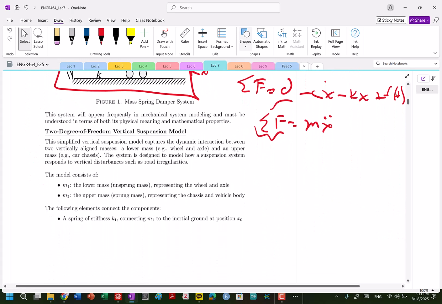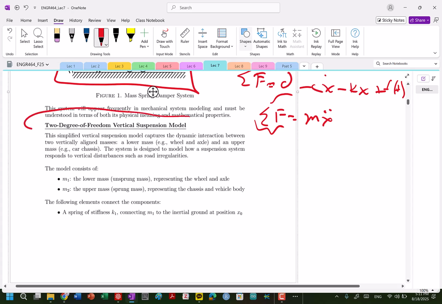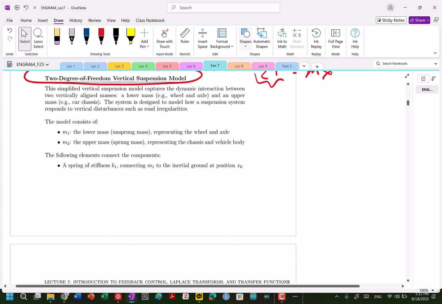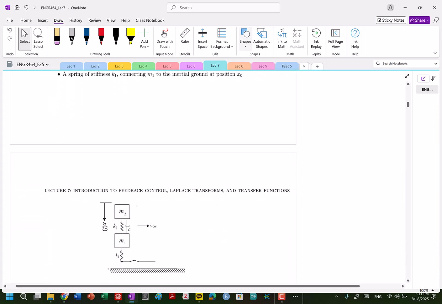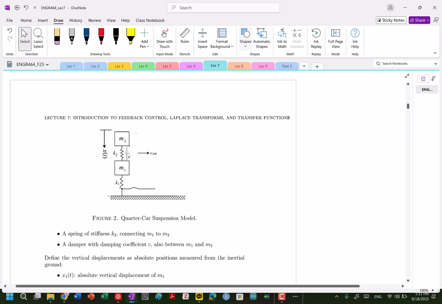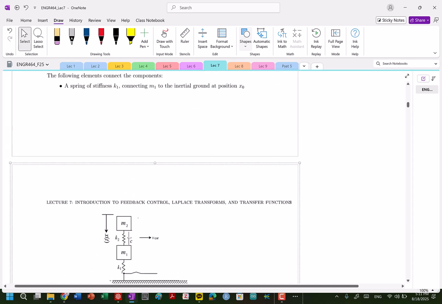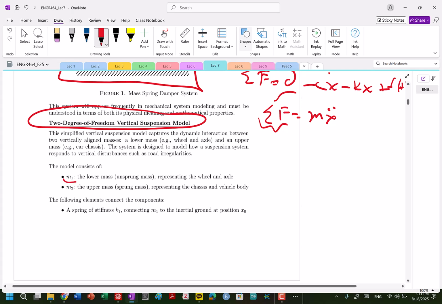But you can apply this to lots of different cool systems. This two degree of freedom vertical suspension model is like a quarter model system for suspensions. You can model a car suspension here with this type of two mass system. That first mass, M1, is basically representing the wheel and the axle.